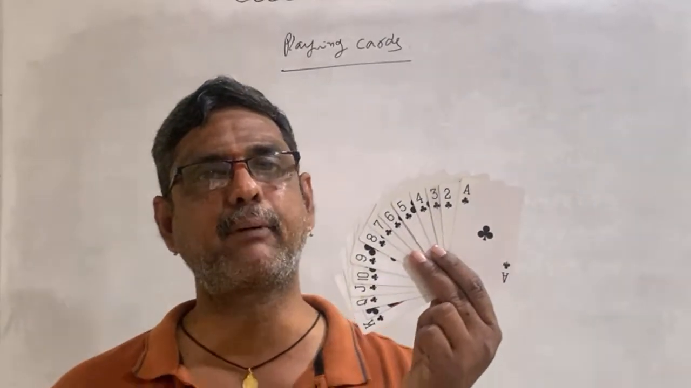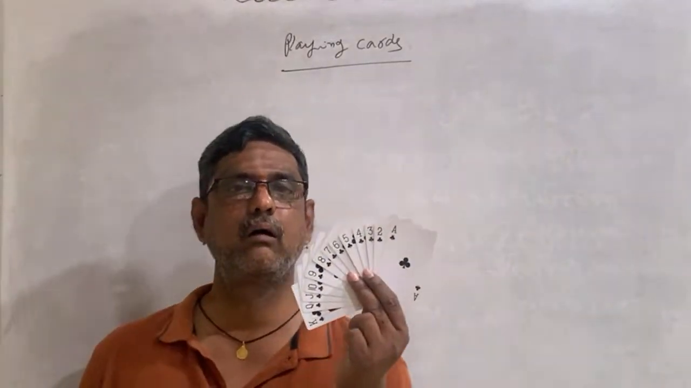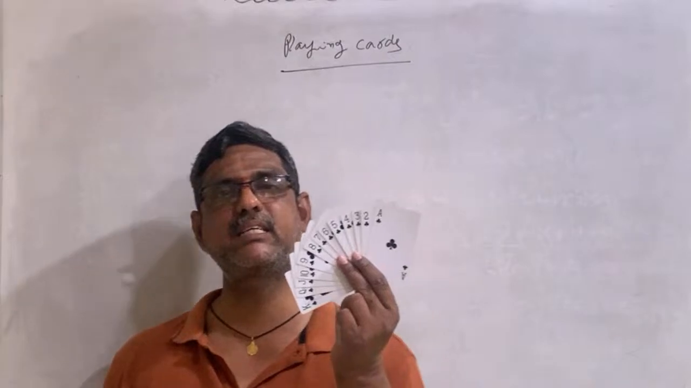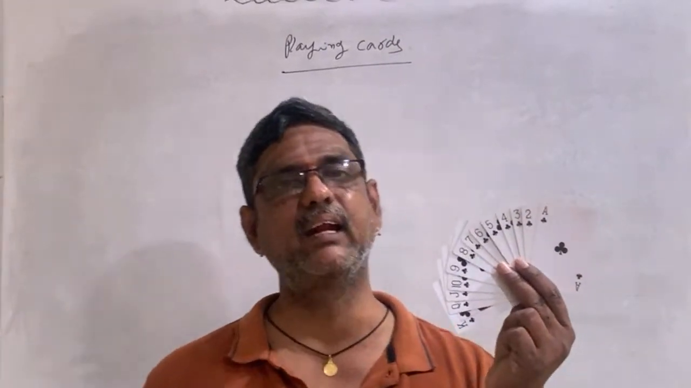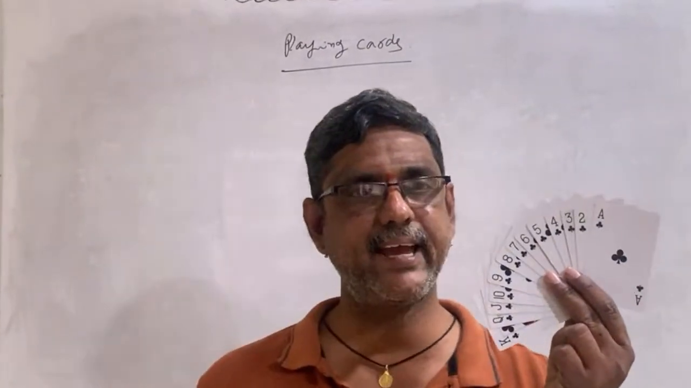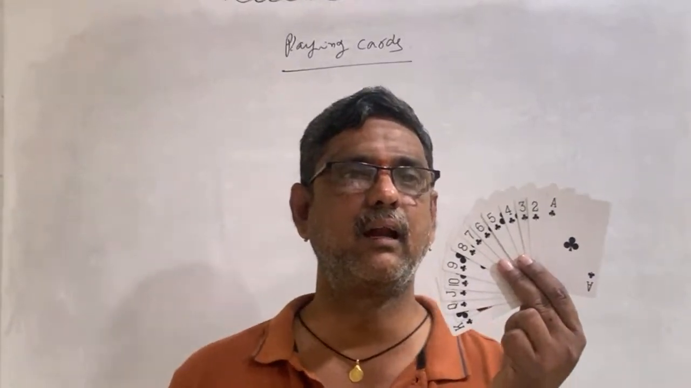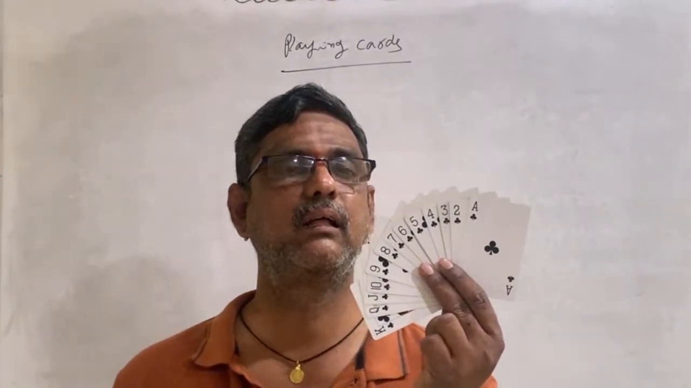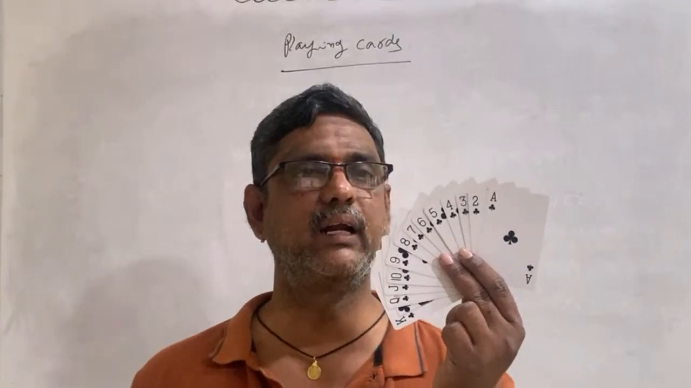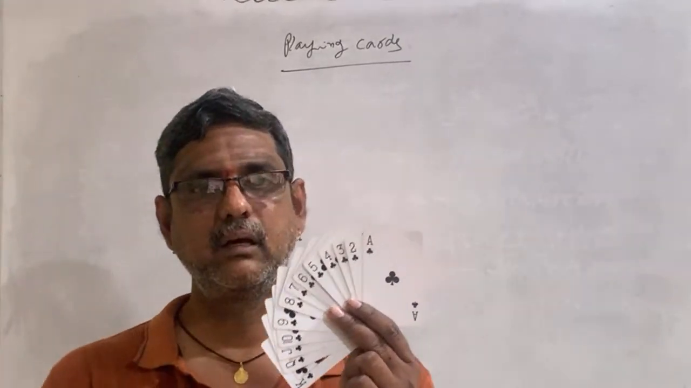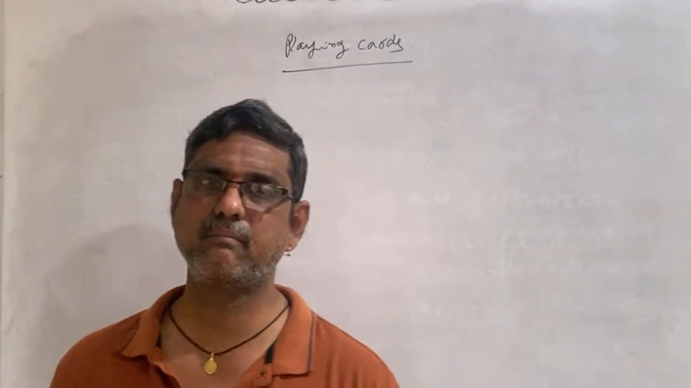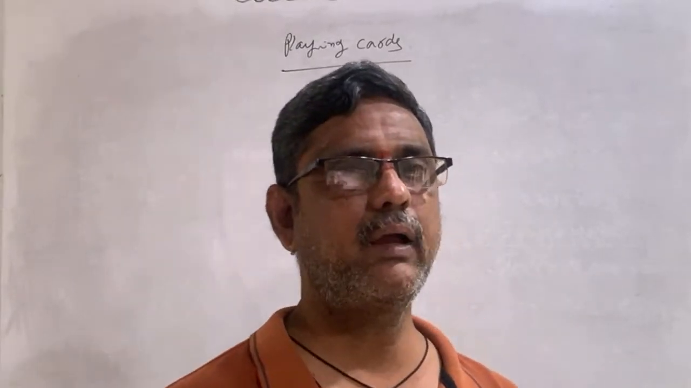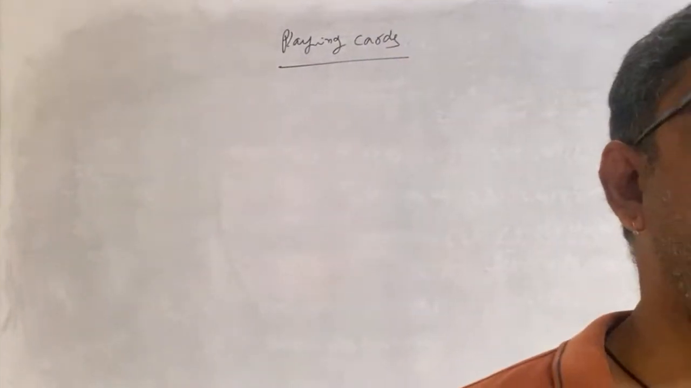So each shape contains 13 cards: 1 ace, 9 number cards, and 1 queen, 1 king, and 1 jack. Is that understood, children? Okay? King, queen, jack.